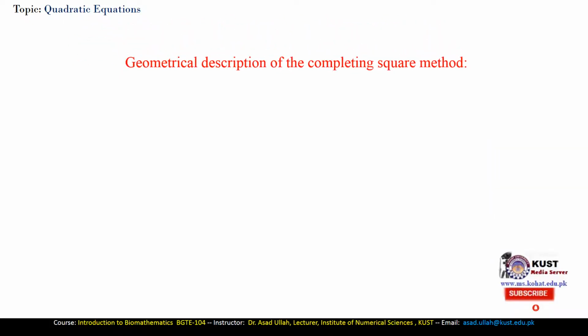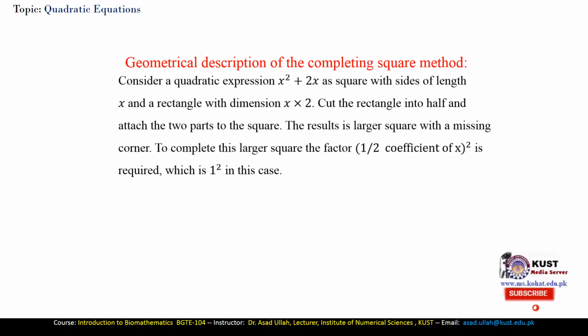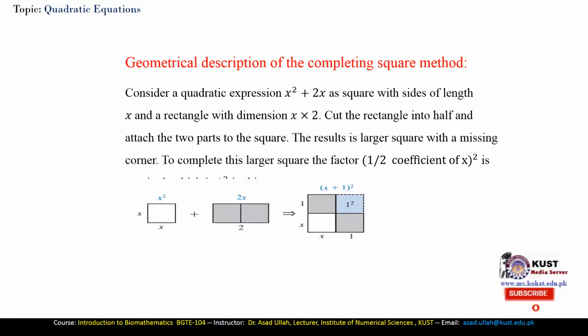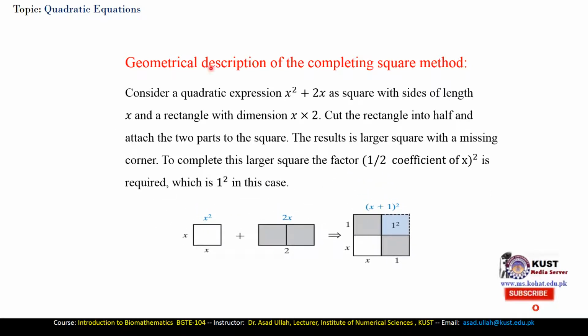Geometrical description of the completing square method. To solve problems on the completing square method, first we discuss the geometrical interpretation of the completing square method. For this, consider the quadratic expression x square plus 2x as a square with sides of length x and a rectangle with dimension x times 2. So here this is the square with dimension x and a rectangle with dimension 2 times x. Now cut this rectangle into 2 halves and attach these 2 halves to the square. We get a larger square.